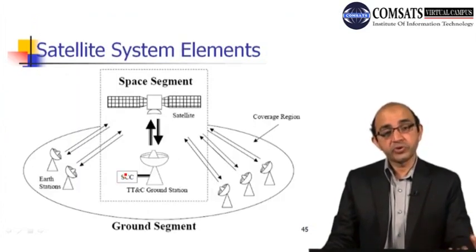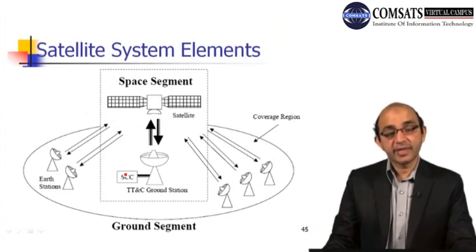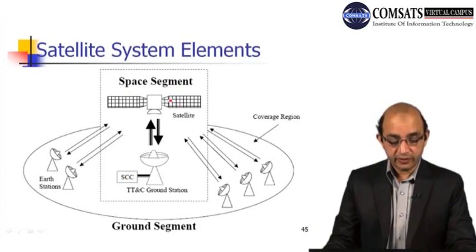So here we have shown different satellite elements. If we talk about the space segment, we have a satellite, and this is the ground station, and this is the coverage region. Then the ground segment, where you can see earth stations. And here we have the coverage region.